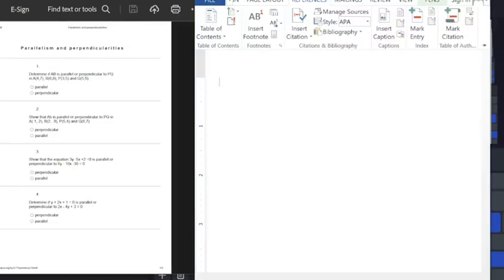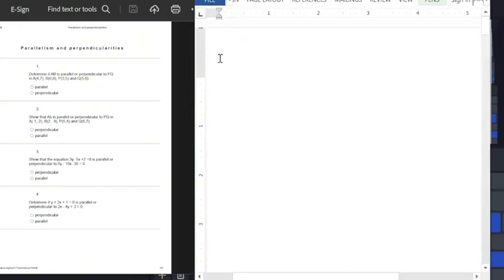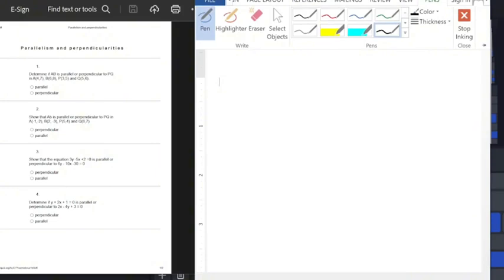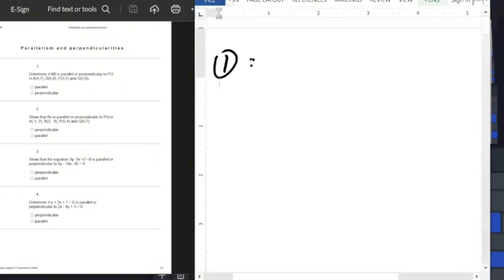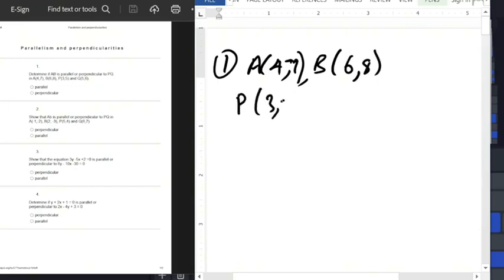Question on parallelism and perpendicularity. So the first question says, determine if line AB is parallel or perpendicular to line PQ. Question 1: A has coordinates (4, 7), B has coordinates (6, 8), P has coordinates (3, 5), and Q has coordinates (5, 6).